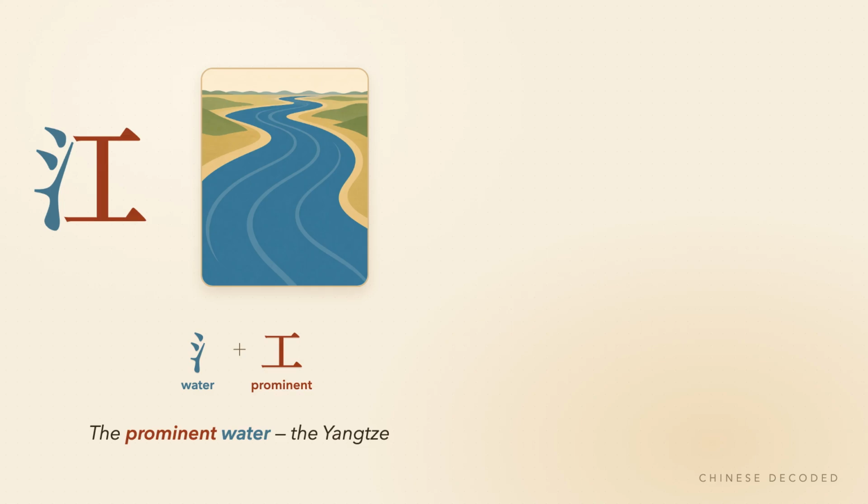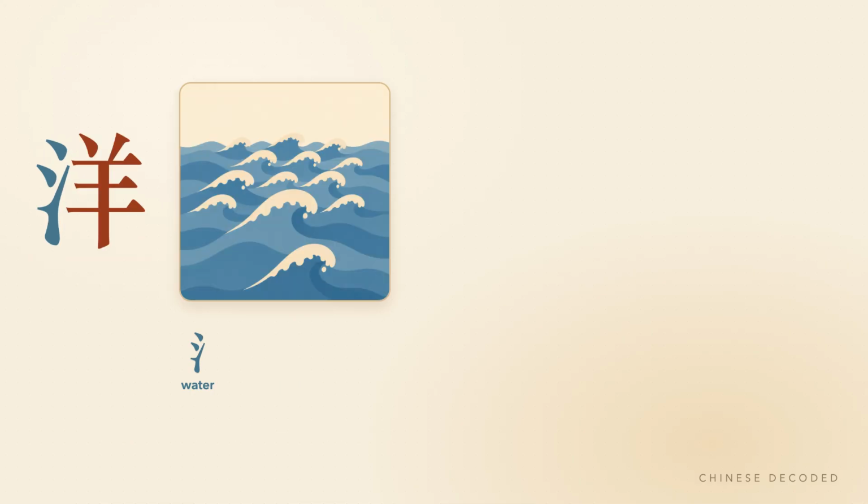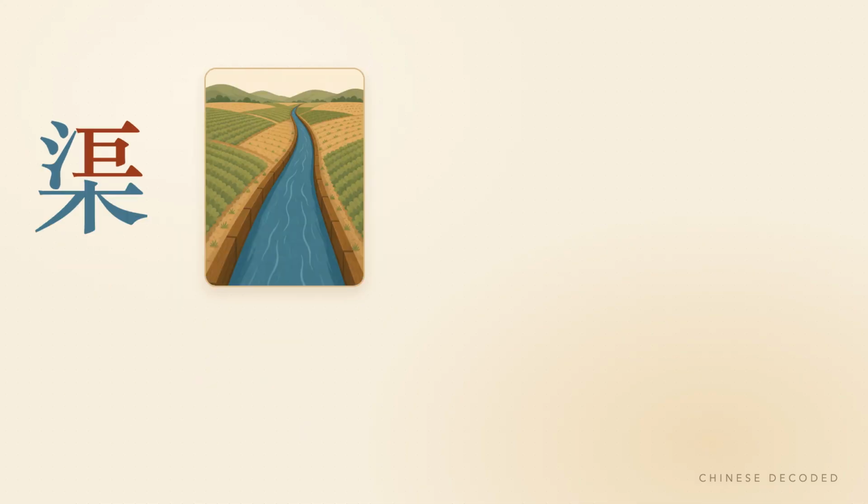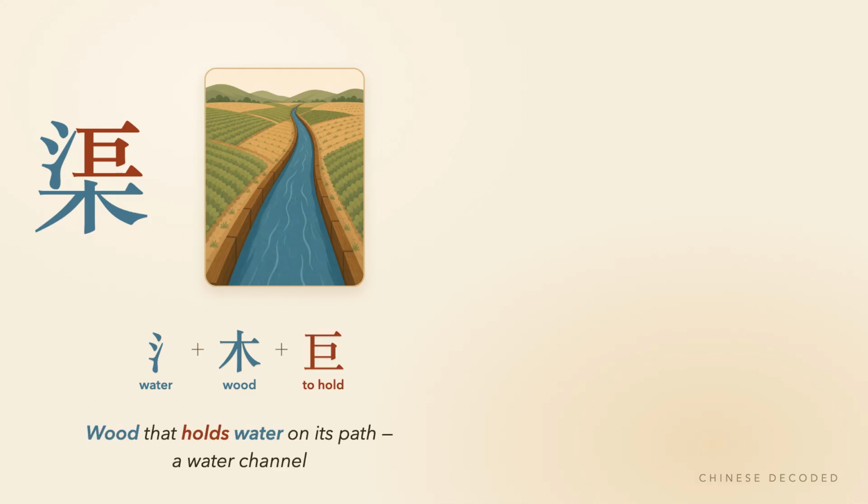To the ancient Chinese, pushing south from the Yellow River Plains, this was the most outstanding river they had ever seen, the Yangtze. Today, it names any great river. Water plus abundant, water in abundance, the ocean. 3 bricks this time. Water plus wood plus the concept to hold, a wooden structure that holds water on its path. A water channel. Today, it means any channel, even for money or information.